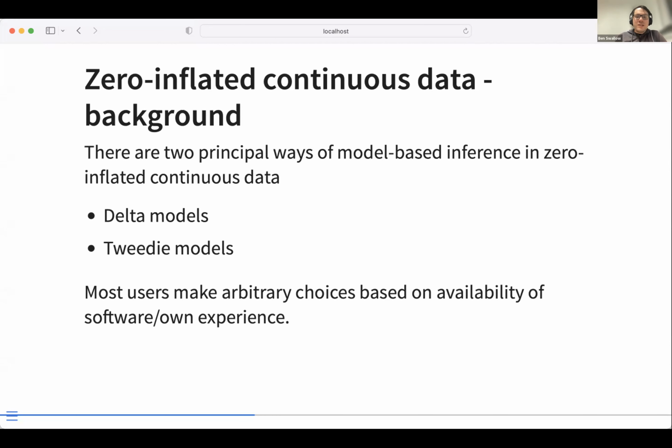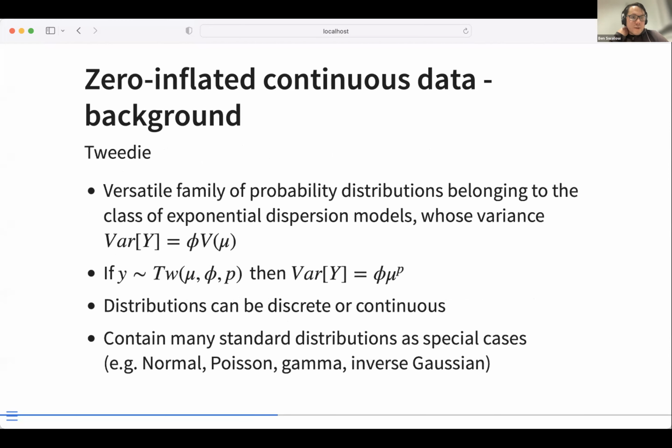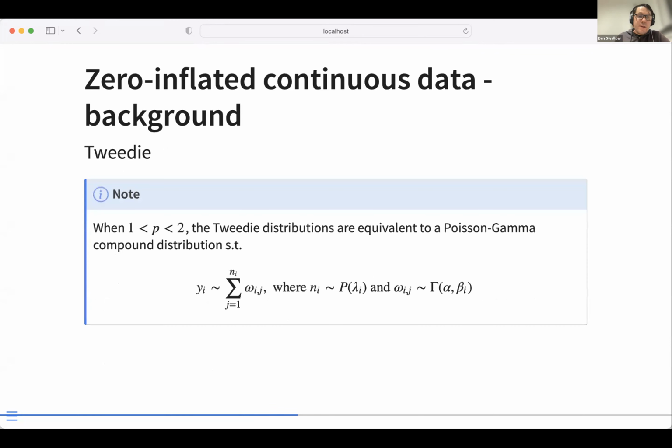But there's essentially a lot of arbitrary choice between these two, and not very much work has been done on looking at what the exact differences are between these in terms of model fitting. So we did quite an extensive simulation study using both the Tweedie and the delta models, just to see what properties they have in terms of estimation.